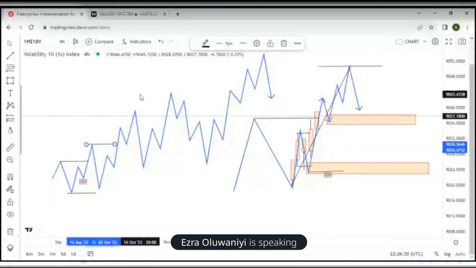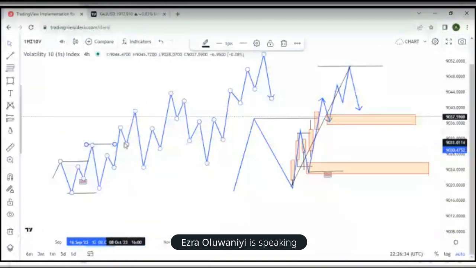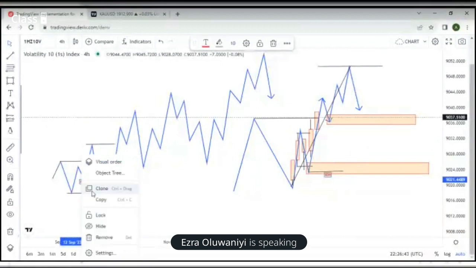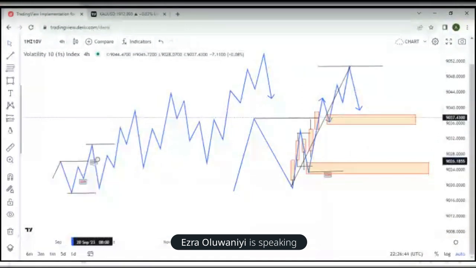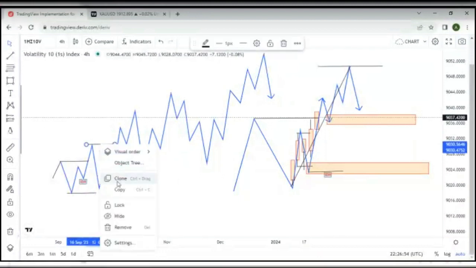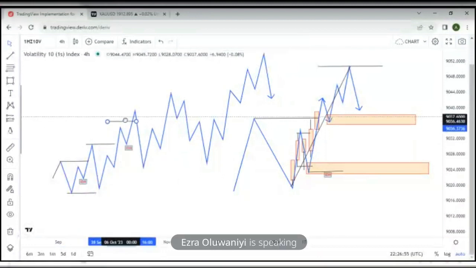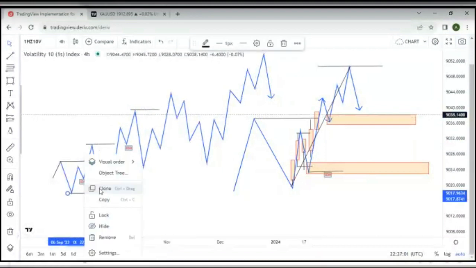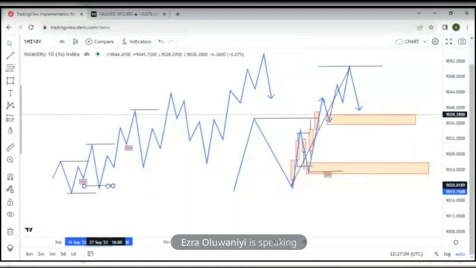So now we have this pullback here. This is a pullback, this is another pullback, and price kept going up. Suddenly price came and cleared this pullback, which is our next inducement. All right, so this is another inducement taken. The inducement has been taken, so this becomes a valid high. This one here is a valid high, and this is the valid low. Price can do whatever it wants to do, but this is the valid low, and that's the valid high.